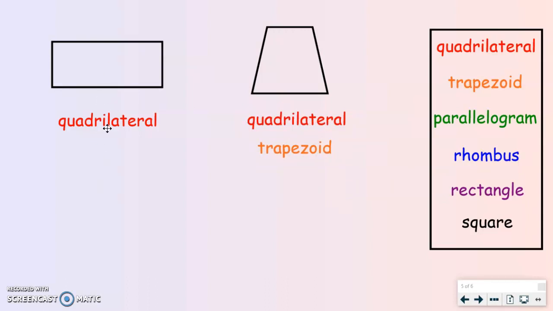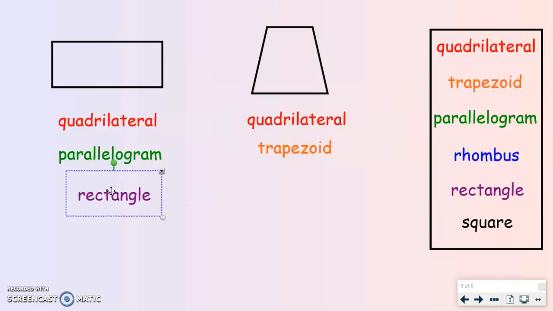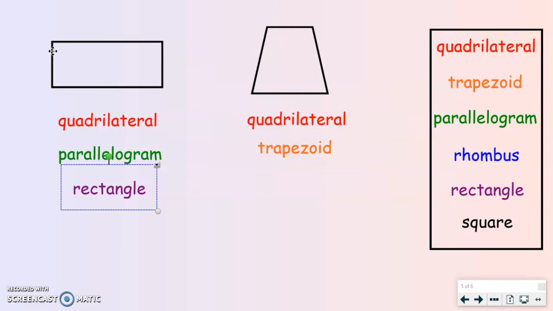Now let's see if we can put any other descriptions under this shape. So is it a parallelogram? Yes, it does have 2 sets of parallel sides. Is it a rhombus? No, because it does not have sides of equal length. Is it a rectangle? Yes, because it does have 90-degree angles in its corners. And neither of these would classify as a square because they don't have 90-degree angles and 4 equal sides.